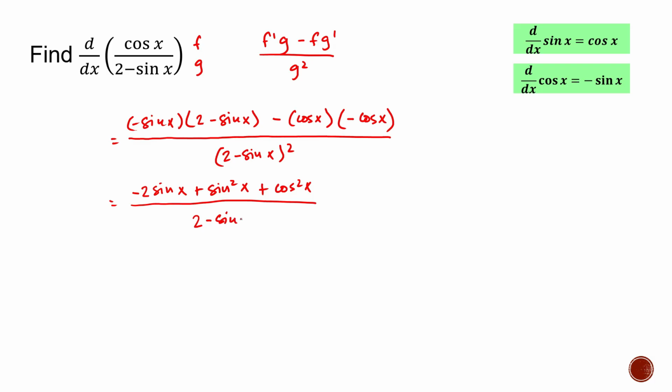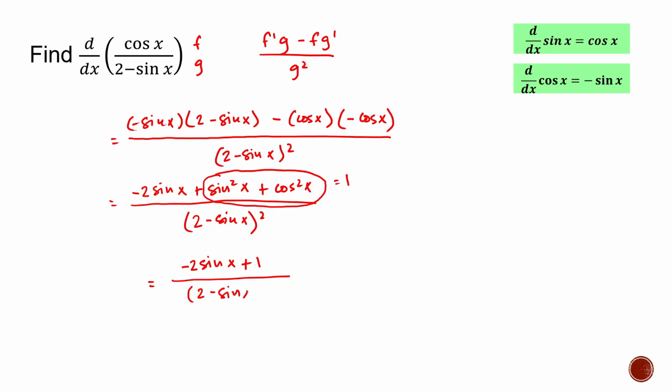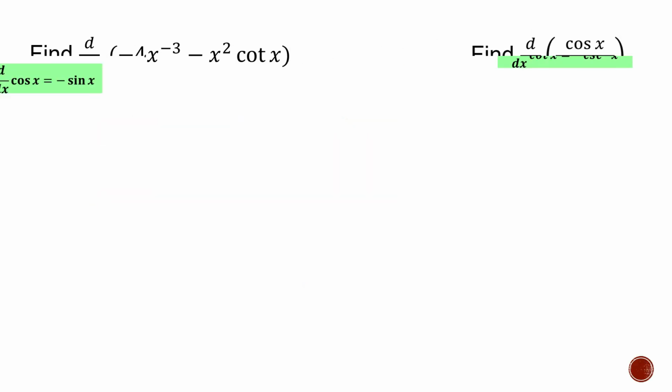minus sine x square. Now we have a situation here. We will apply some of the trigonometric identities. We are familiar with that, right? Sine square x plus cosine square x equals 1. So that means this is equal to negative 2 sine x plus 1 all over 2 minus sine x squared. And that's our final answer for this example. All right, let's go to the next one.